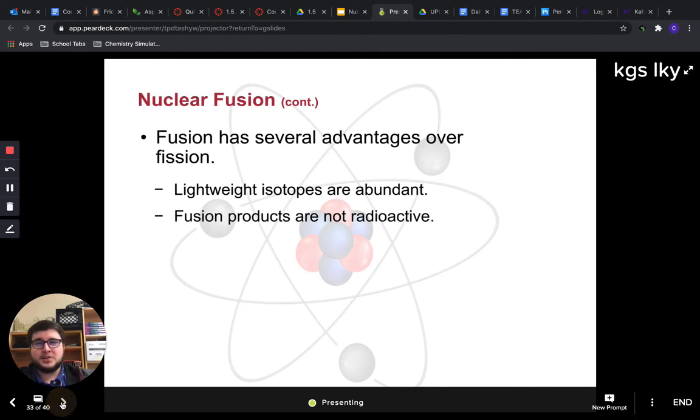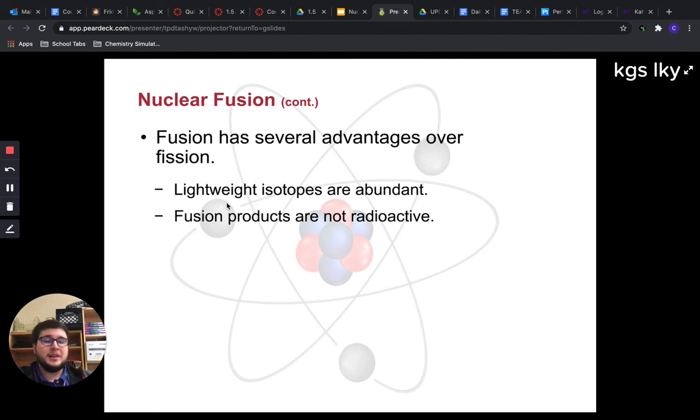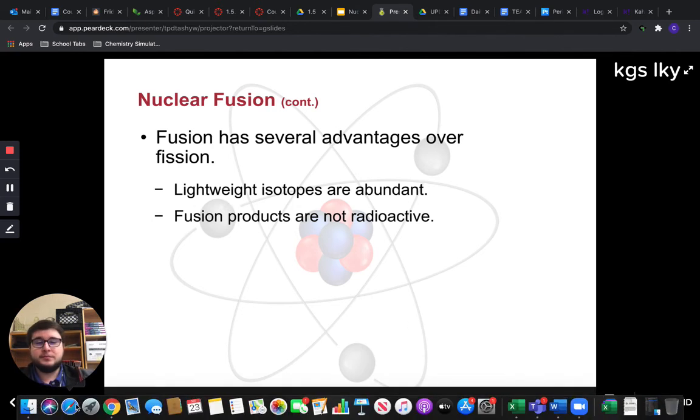It's just more accessible. Fusion products are not radioactive. So if we can run nuclear fusion reactions, the products that they create are stable, and we don't have to worry about nuclear waste and storing them and harming the environment. It's just a lot cleaner.